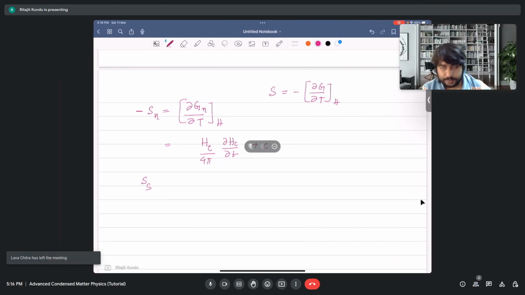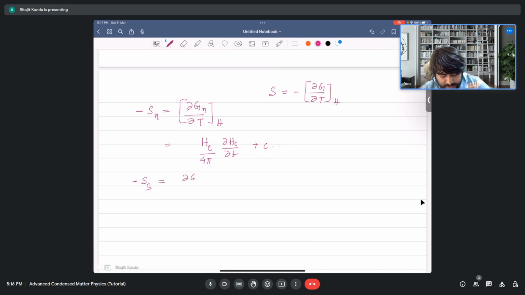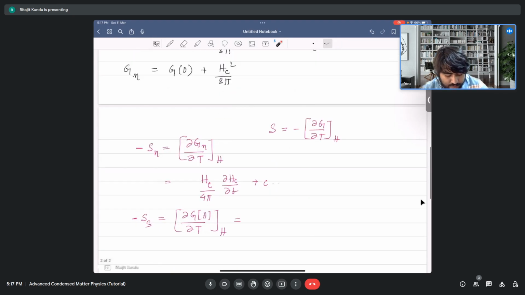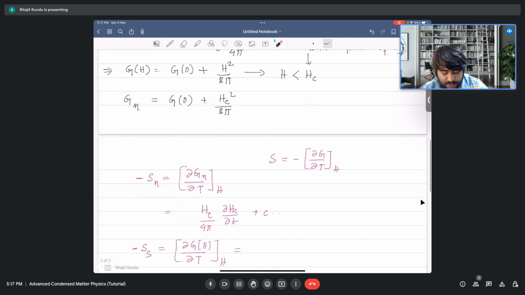All right, so in the superconducting phase, I'll again take this G of H and take a derivative with respect to temperature at a fixed H. If I have a fixed H, then this automatically drops down, because I'm fixing H, and that means this will not change as a function of temperature. This is the external field that I am applying, so it need not change with the temperature, right?